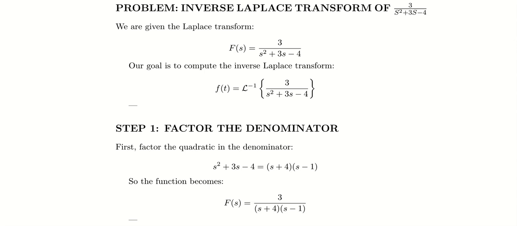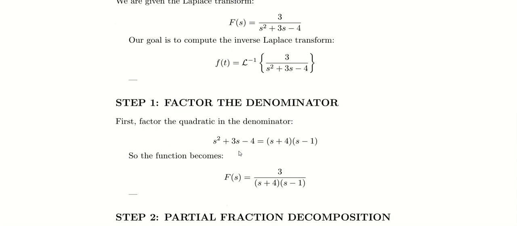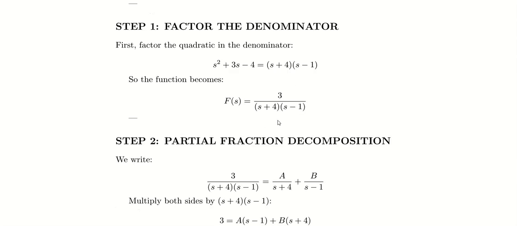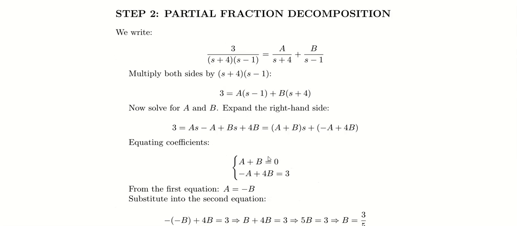You want to find the inverse Laplace transform of 3 over s squared plus 3s minus 4. In order to do this, we have to factor out the denominator. s squared plus 3s minus 4 is just (s plus 4) times (s minus 1). And to get this into separate fractions, we must use a partial fraction decomposition. So that's going to be A over s plus 4 plus B over s minus 1.